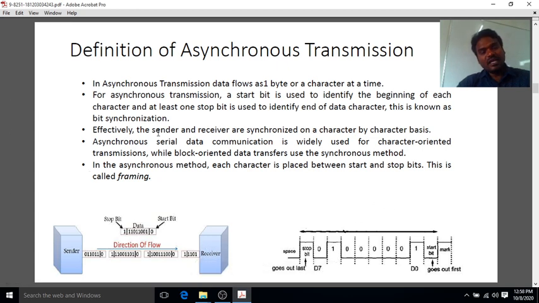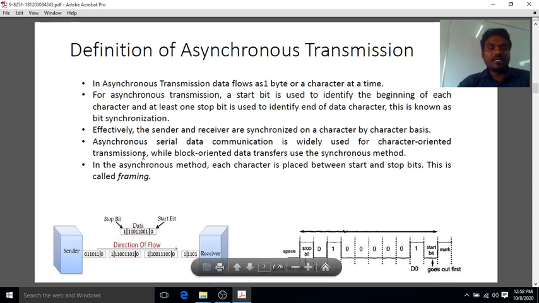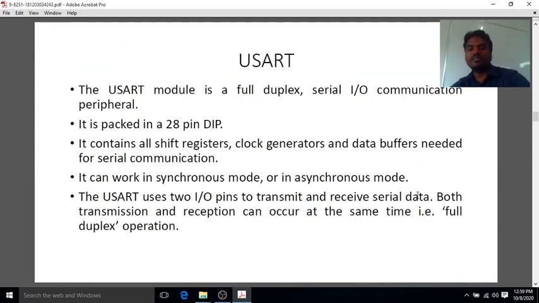Effectively, the sender and the receiver are synchronized on a character by character basis. Asynchronous serial data communication is widely used for character oriented transmission, while block oriented data transmissions are used for the synchronous methods. In the asynchronous method, each character is placed between the start and stop bit. This is called framing.